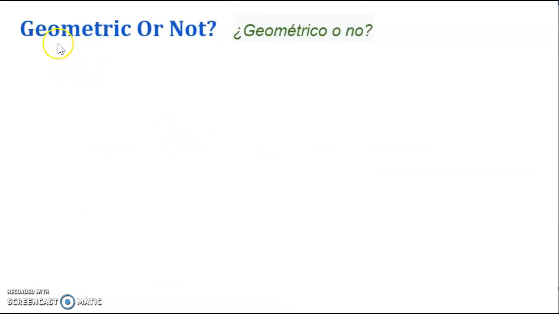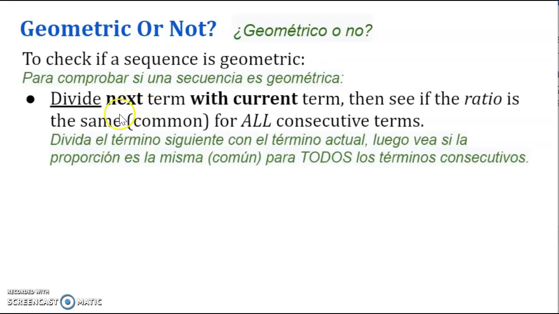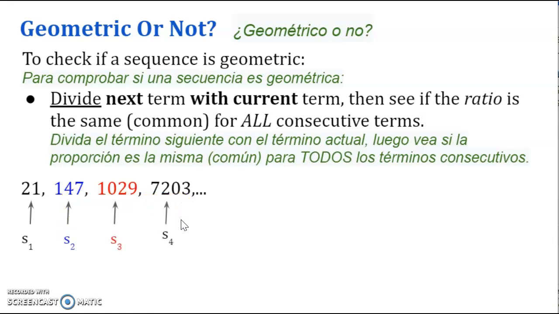Then how do we decide if it's a geometric sequence or not? To check if a sequence is geometric, you're dividing the next term by the current term. Then see if the ratio is the same for all consecutive terms. So for all of them, not just one of them. So if you have 21, 147, 1029, and 7203 as the terms in your sequence, this is the first term, the second term, third term, and the fourth term.